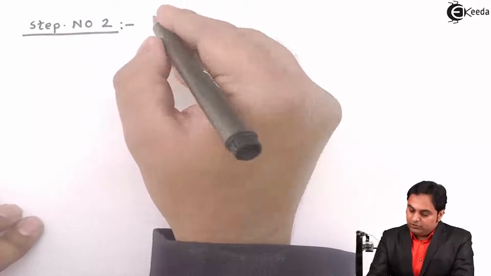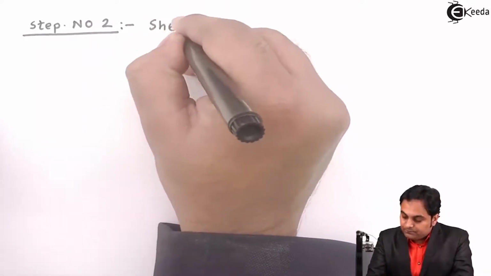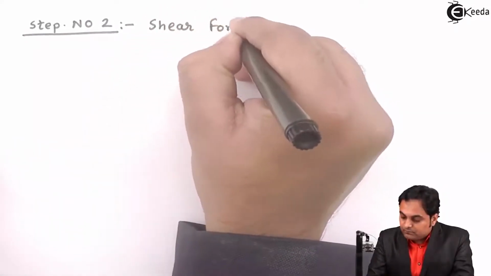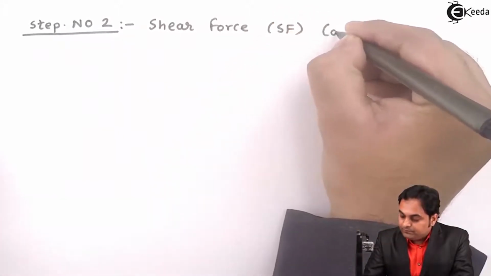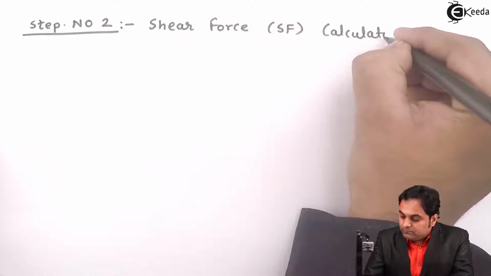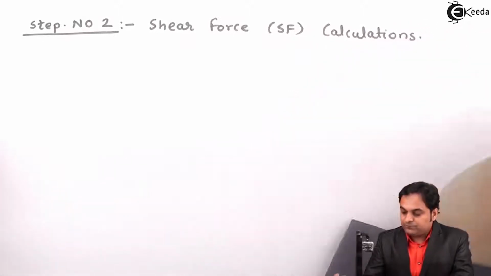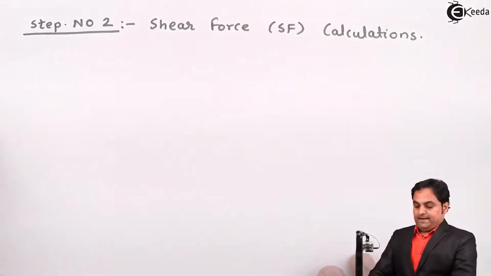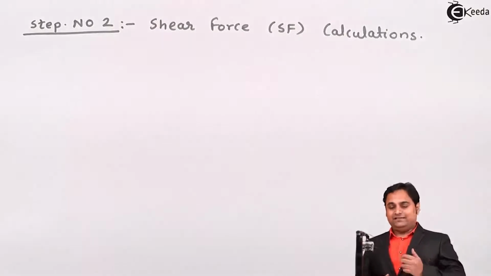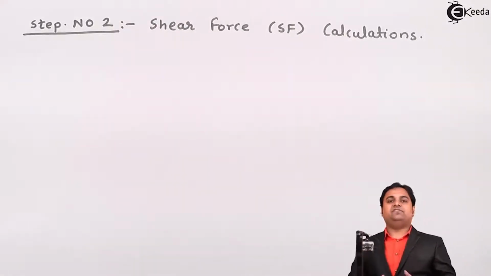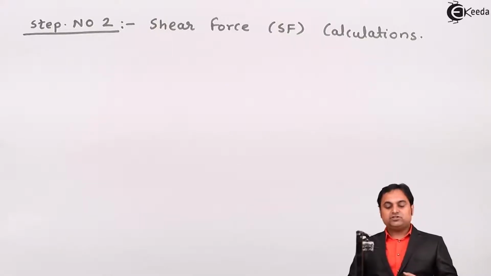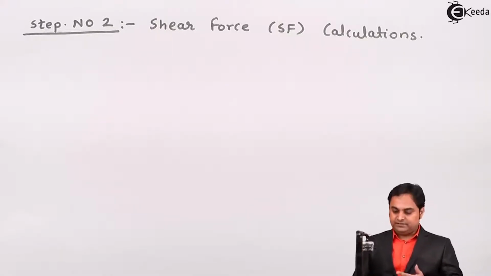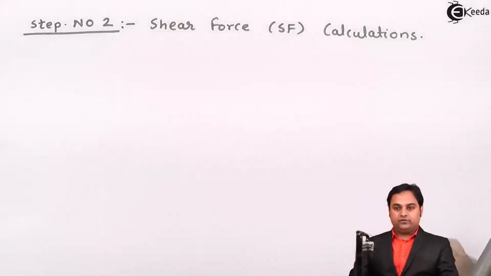Step number 2 is called shear force, also called SF, calculations. Now, as I have told at the start, this problem of SFD and BMD will get solved in 3 simple steps. First one was calculation of support reactions. Second is shear force calculation.